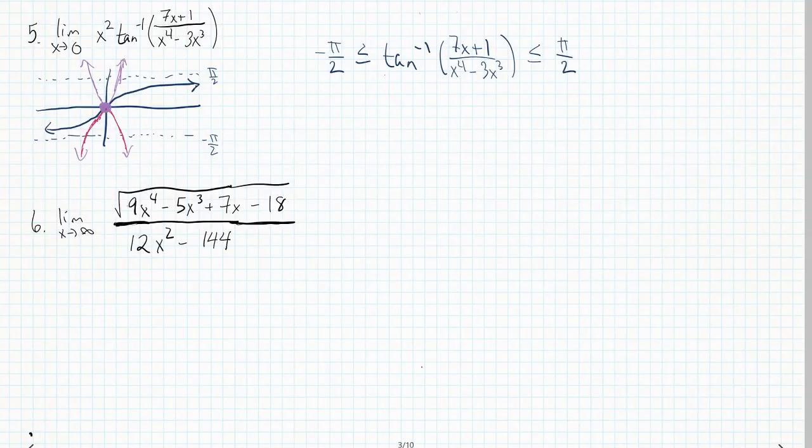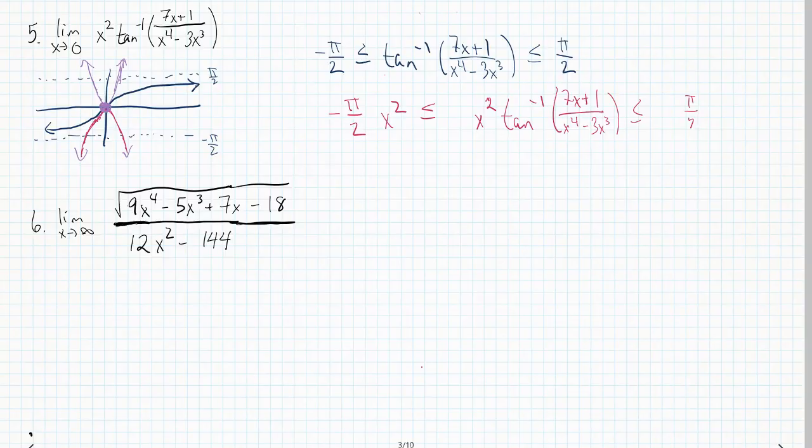And so notice the missing piece of our limit is the x squared. So that's what we'll do. We'll multiply everything by x squared. So you get this, and then we have an x squared arctangent of 7x plus 1 over x to the 4th minus 3x cubed. And that's less than or equal to pi over 2 times x squared. So notice what we can do is we can toss in a limit as x approaches 0 on each of these.